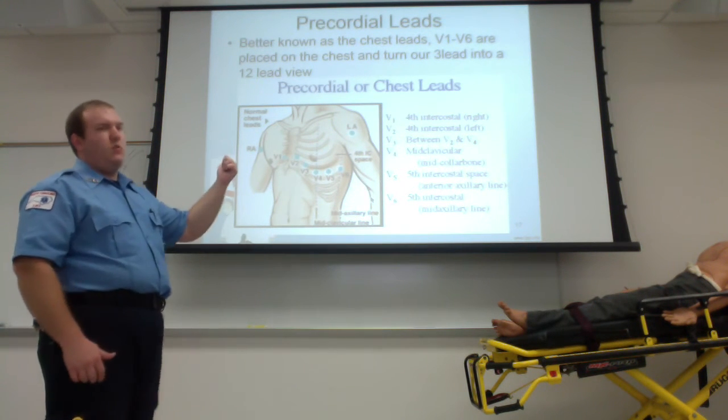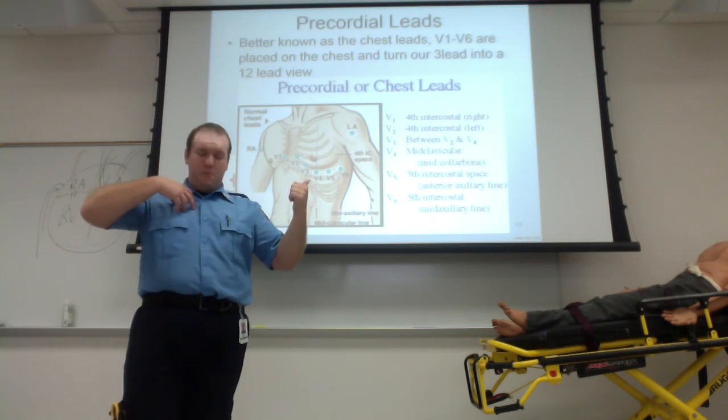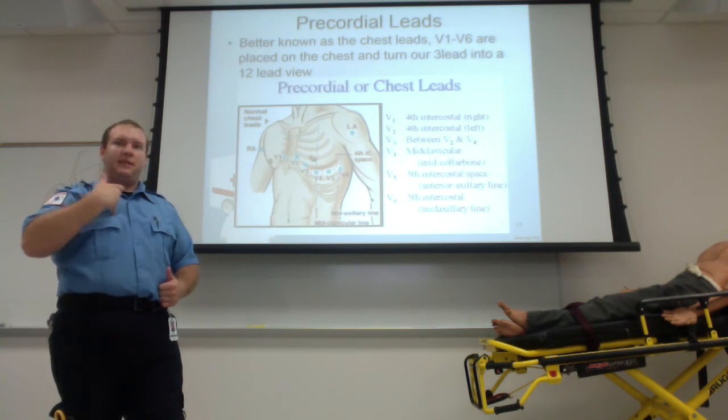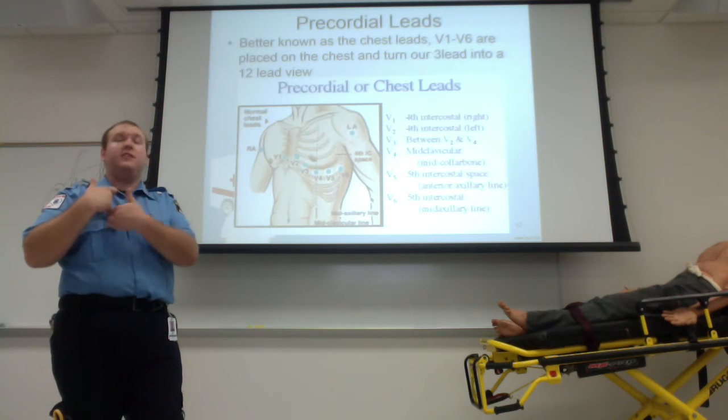So your first one, V1, is the first one you'll stick on, and you'll find the 4th intercostal space down the chest, and stick it right there on the right side of their sternum.